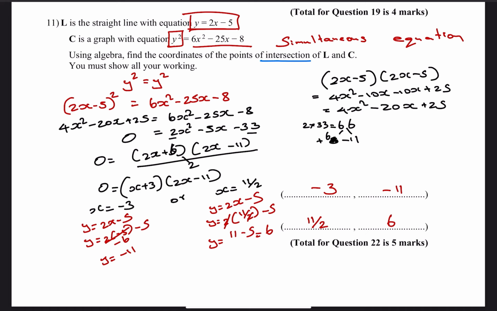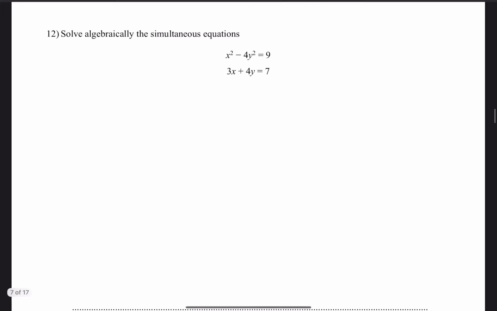Okay, moving on. Question number 12. So this one is also quadratic simultaneous equations. And how do we do quadratic? Remember I said you can put y equal to y, or y squared equal to y squared, or you make y the subject and then substitute it. Obviously we can't make it the subject on the first one. You make it the subject over here.